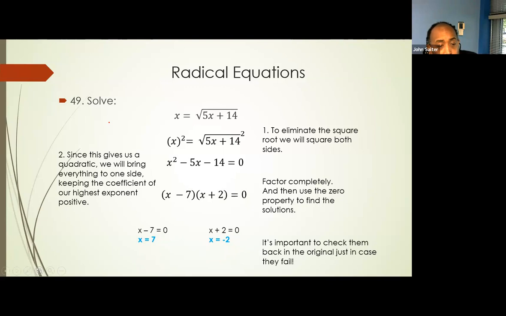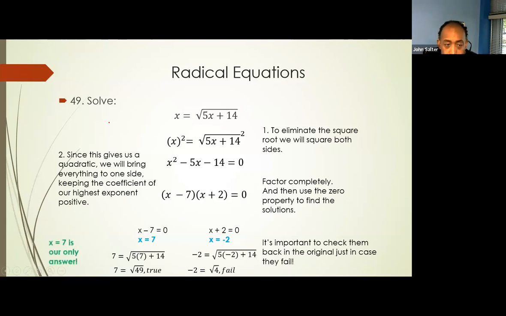And we're going to go back and double check that. 7, plug it in. I get square root of 49. Does that equal 7? Yeah. Plug this in. Is -2 equal to the square root of 4? It says no, I guess because they only wanted the positive square root. So x equals 7 is my only good answer.